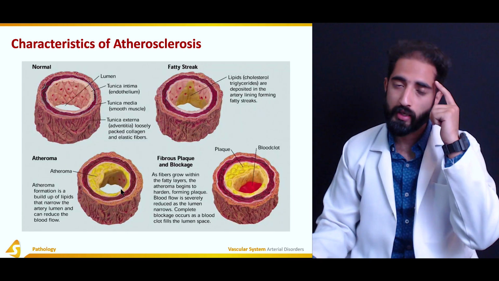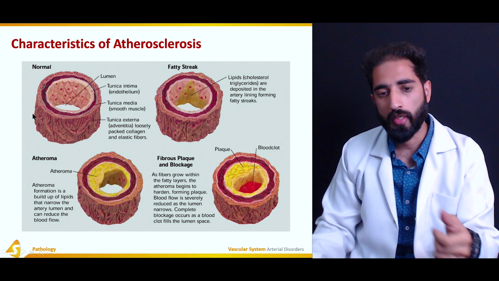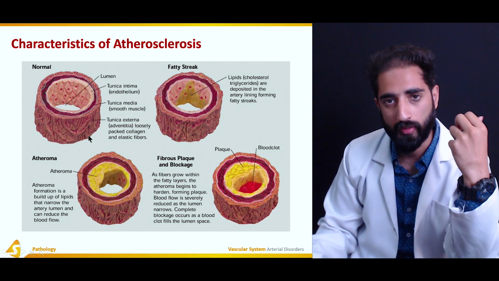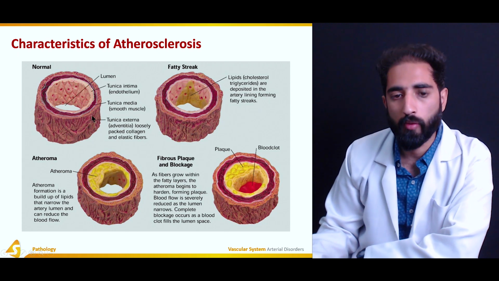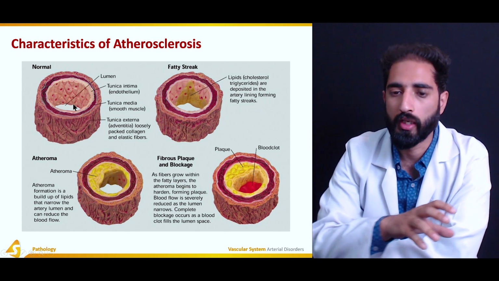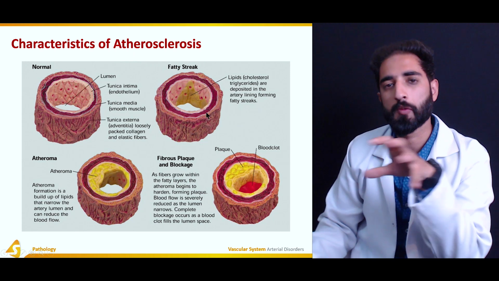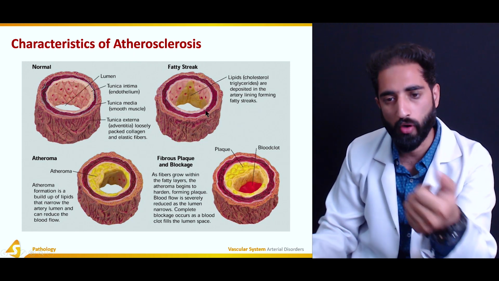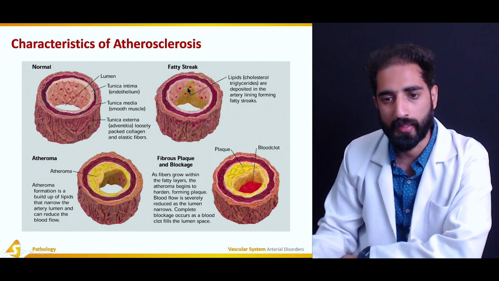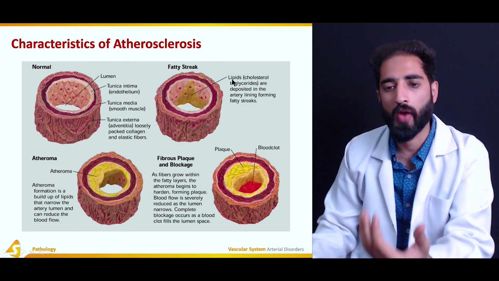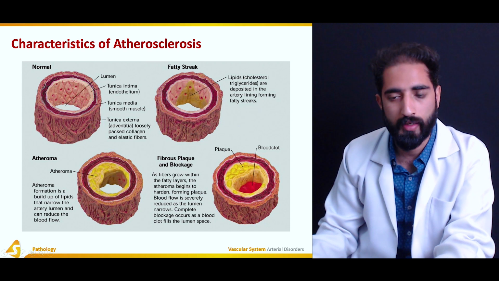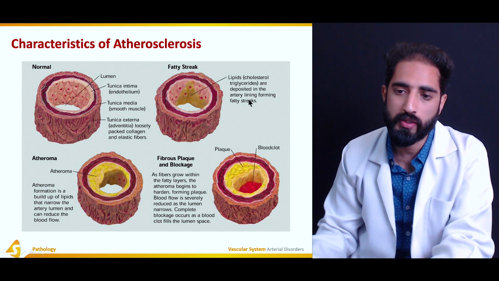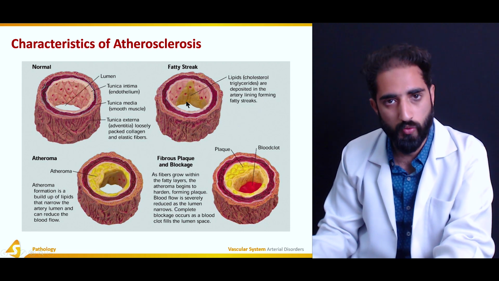Now here we can also visually appreciate the process and the characteristics of atherosclerosis. So this is the normal blood vessel which we already observed. Now here you can see that this process starts off with the formation of the fatty streak in the tunica intima. This fatty streak is actually lipids consisting of cholesterol and triglycerides, and they are deposited in the artery lining, forming a fatty streak.